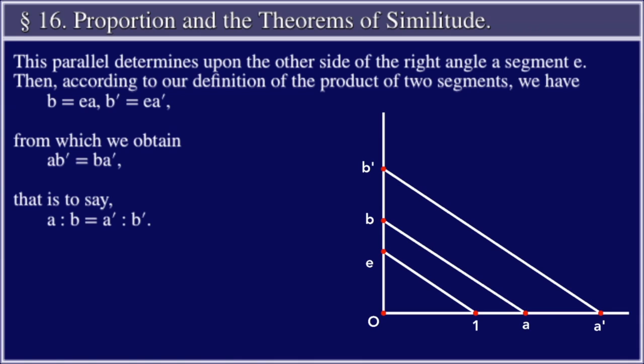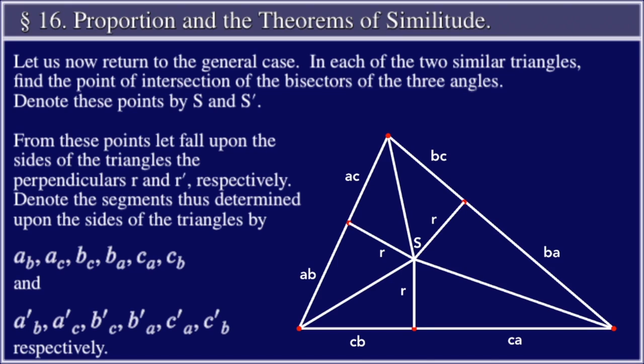Then, according to our definition of the product of two segments, we have B equals E times A and B' equals E times A', from which we obtain A times B' equals B times A', that is to say, A is to B as A' is to B'. Let us now return to the general case.